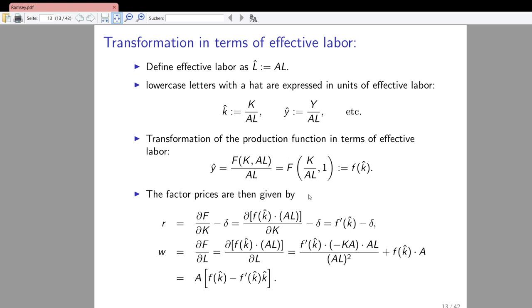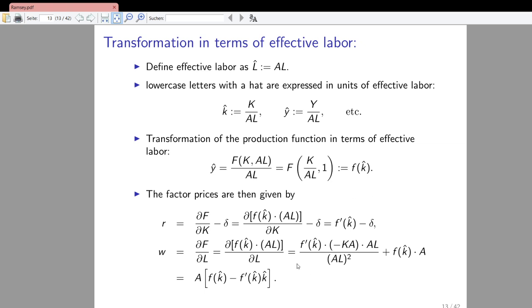Now we can also transform the production function in terms of effective labor. We have aggregate output, which is this, divided by AL, and the production function here. And if the production function has constant returns to scale, which it usually does in economic applications, for example, the Cobb-Douglas production function, then we can divide the first term by AL and the second term by AL. And the first term, here we get again this expression, so capital per unit of effective labor, and the second term is effective labor itself divided by effective labor, which is 1. We define this expression then, the lowercase f, as the production function in intensive form.